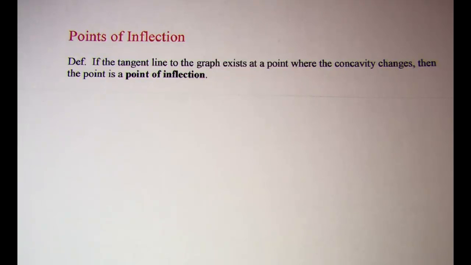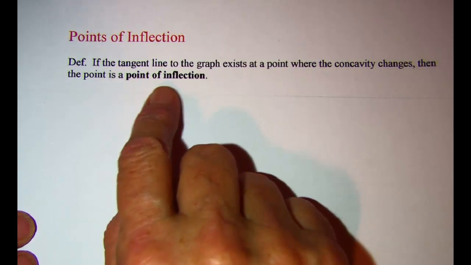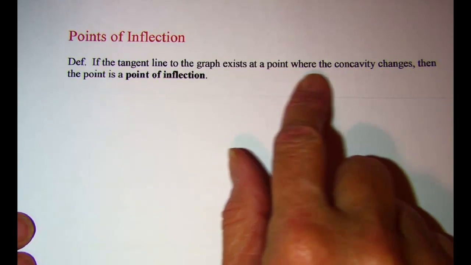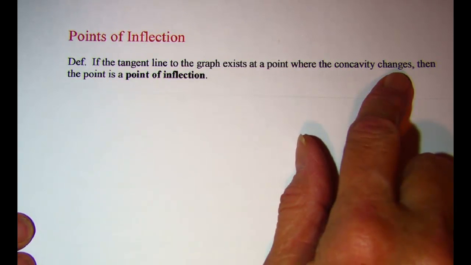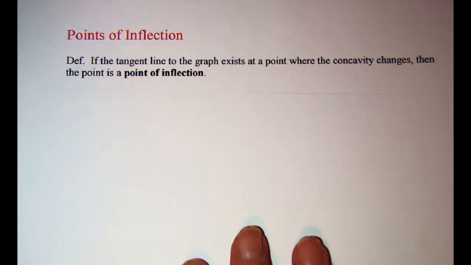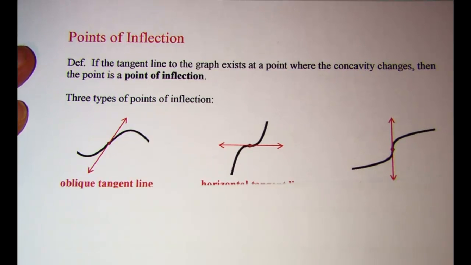In this video, we will be finding the points of inflection of a function and then discussing the concavity of the function. The definition of point of inflection is if the tangent line to the graph exists at a point where the concavity changes, then the point is a point of inflection. There are three types of points of inflection.